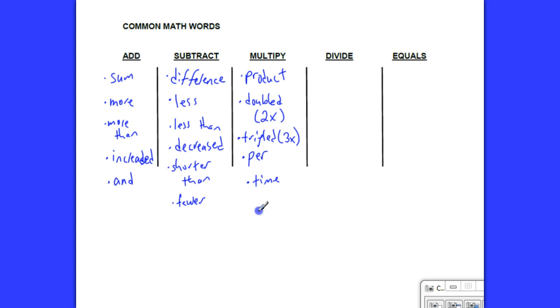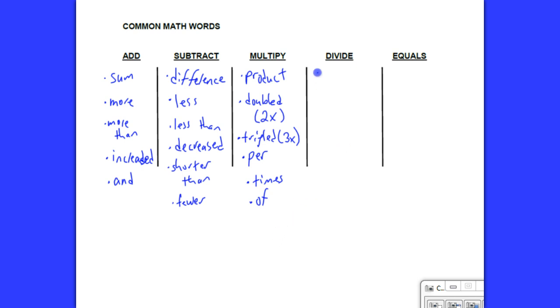He has 4 times the amount of money that someone else has. Another word, sometimes, "of" can mean to multiply depending on the context of the word there. So there's a lot of ways that we can say multiply right there. We'll see some examples here soon.